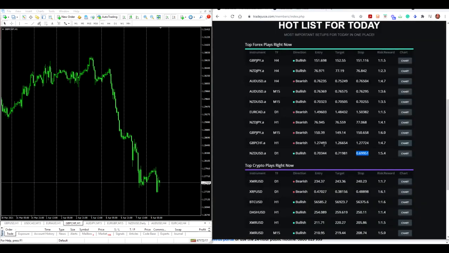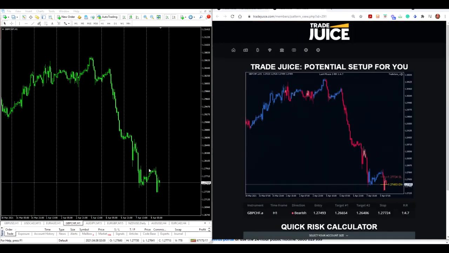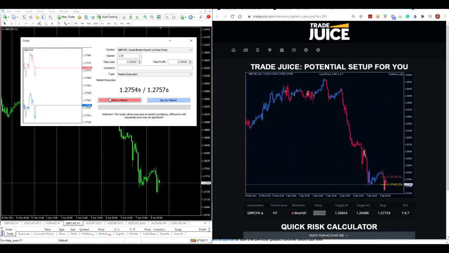It's telling me to go short. It tells me where to enter, target, and where to place my stop. So there's my MT4 chart. There's the TradeJuice chart telling me the entry, stop, and the targets. What I'm going to do then is simply set the entry point, because price has not yet reached that point as yet.